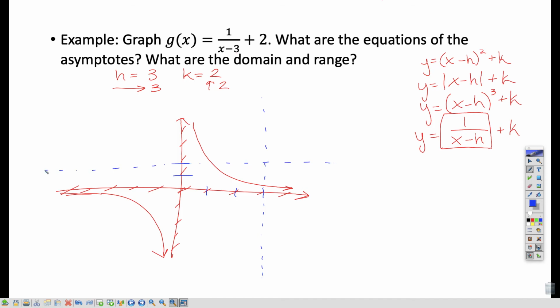So what happened to my graph? It just shifts. It went over and up. So it's right there, and right there. Oh, I see what you've done. You guys see what happened? That's strange. That's pretty cool.